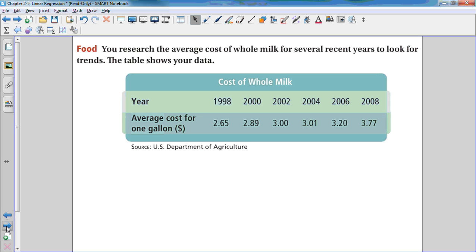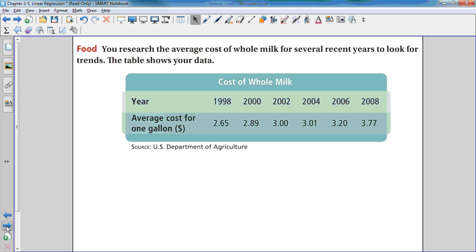Alright. So here's what we're going to talk about today. I actually pulled this information from somewhere, but apparently it's accurate data because it came from the U.S. Department of Agriculture. I found the cost of whole milk over time. Positive, negative, or no correlation? What do you think? Yeah, it's going to be positive. It's going to go up. Cost of milk is going up.